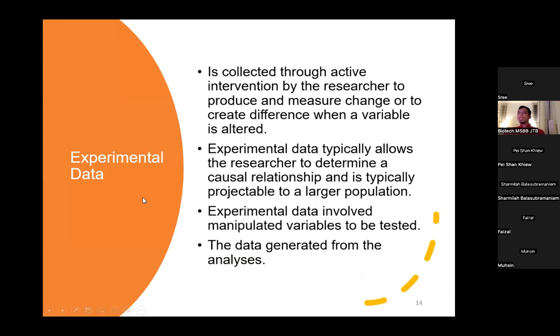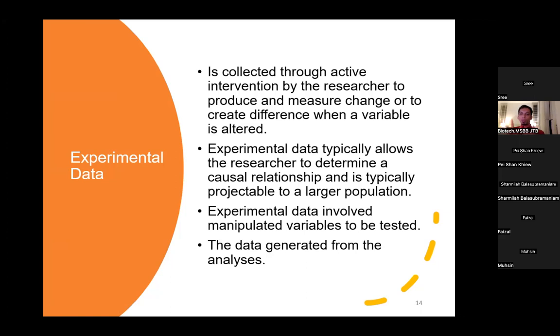Next one, the second one is experimental data. So what is experimental data? It is collected through active intervention by the researcher to produce and measure change or to create difference when a variable is altered. So experimental data typically allows the researcher to determine a causal relationship and is typically projectable to a larger population. Experimental data involves manipulated variable to be tested. So the data generated from the analysis.